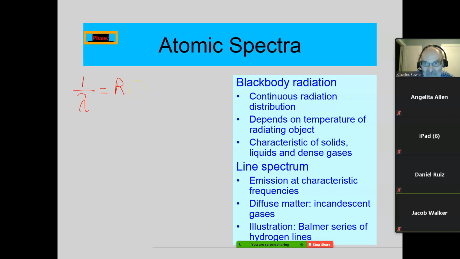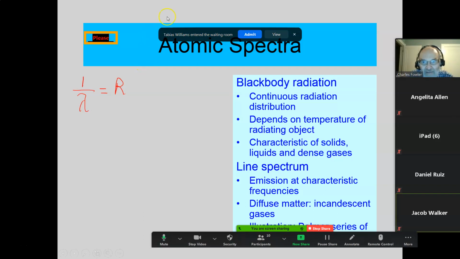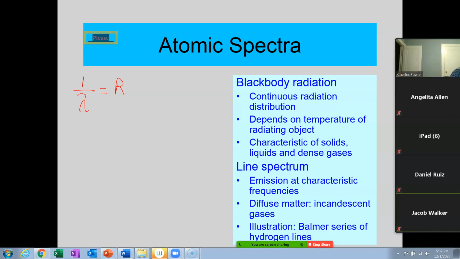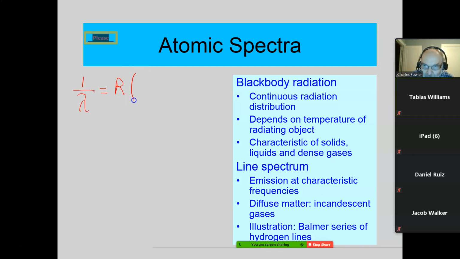It's a constant of proportionality. Oh, here comes Tobias. And Tobias, I think, was here before and must have gotten bumped out and is coming back. So welcome back, Tobias.